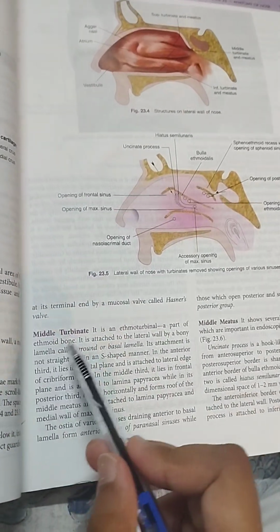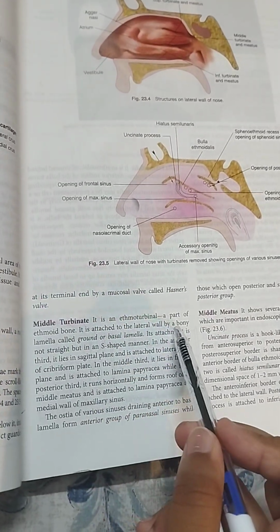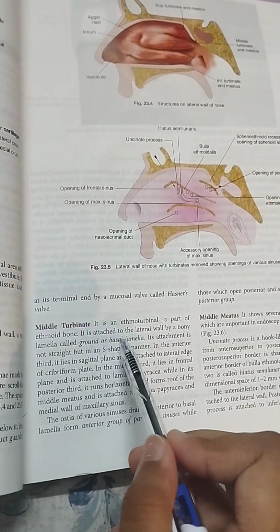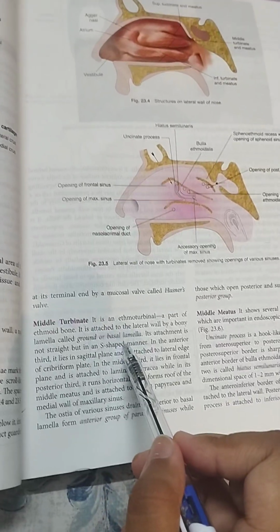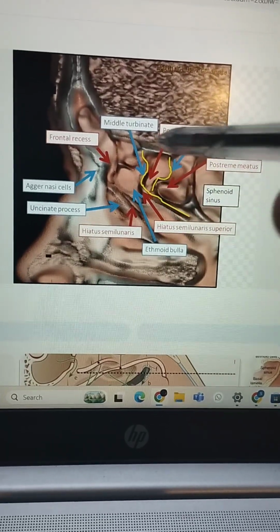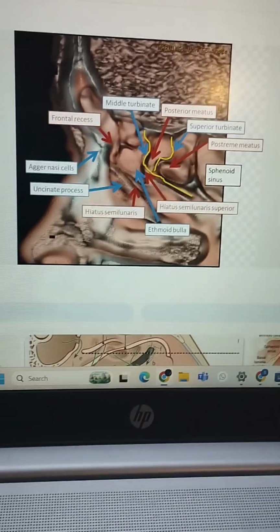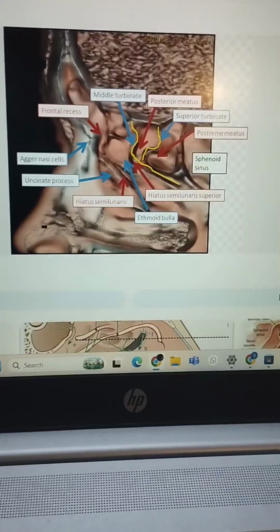Okay, now let's talk about the middle turbinate. It is part of the ethmoid bone, so it is also called the ethmoturbinal part. It is attached to the lateral wall by a bony lamella called the basal lamella. So this is the middle turbinate, and it is attached to the lateral wall by a basal lamella or ground lamella. Its attachment is not straight, but it is in an S-shaped manner.